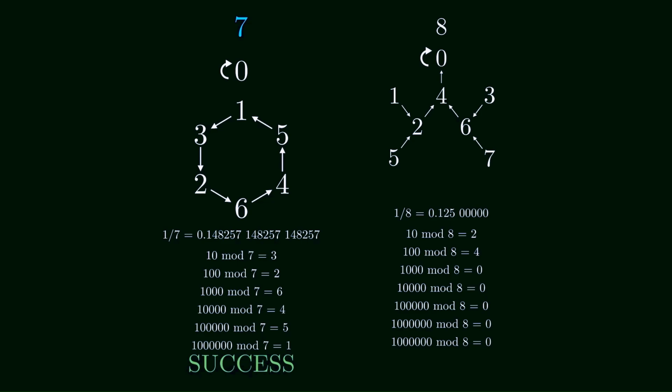In here, 8 has failed because there is no path that leads to every remainder. So when we conduct the test, there is just no way to go from a remainder of 2 to a remainder of 5, for example.